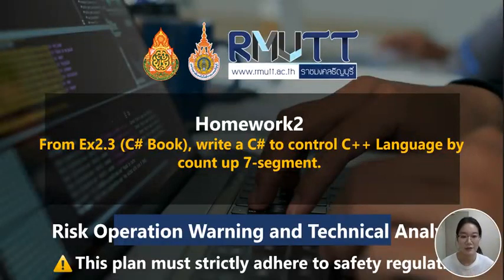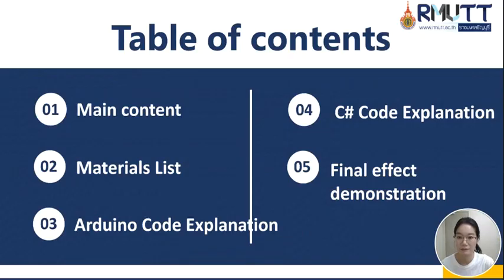In this video, I will explain how to control C++ language from C# by cutting up 7 segments. The video is divided into 5 parts, namely main connector, methods list, Arduino code explanation, C# code explanation, and final effect demonstration.